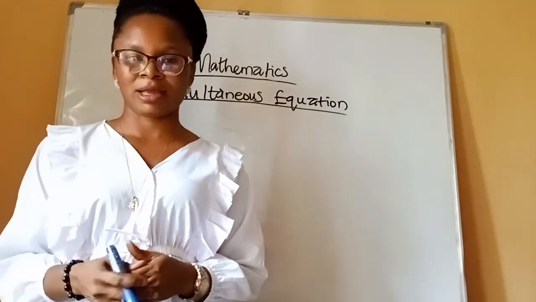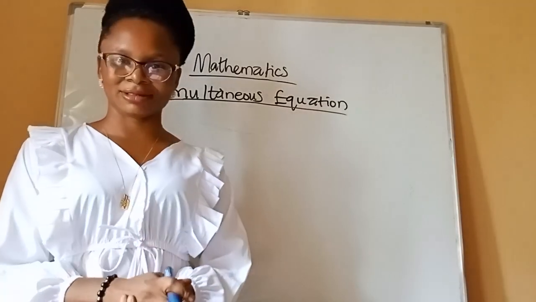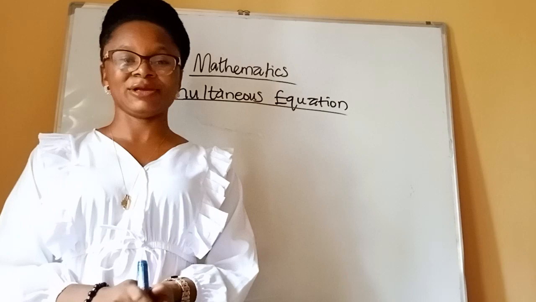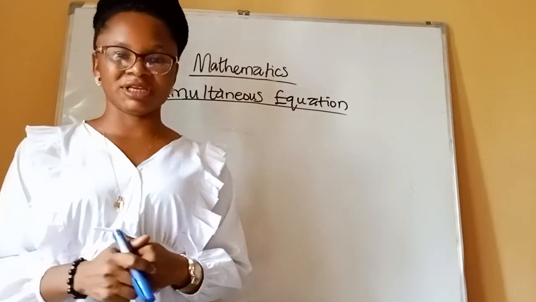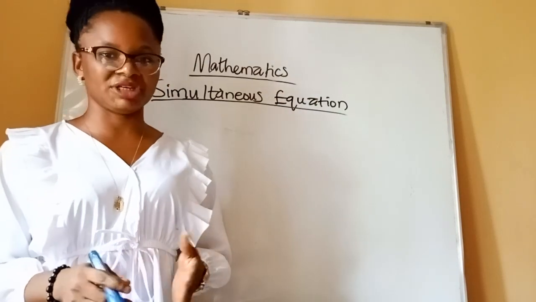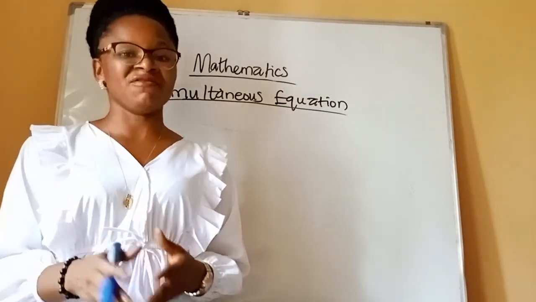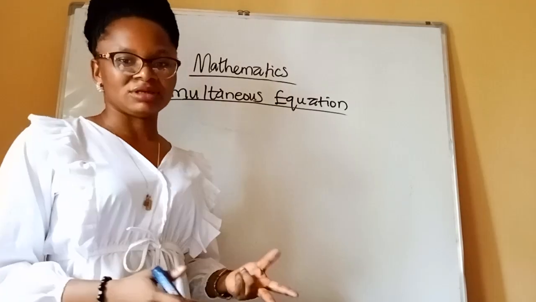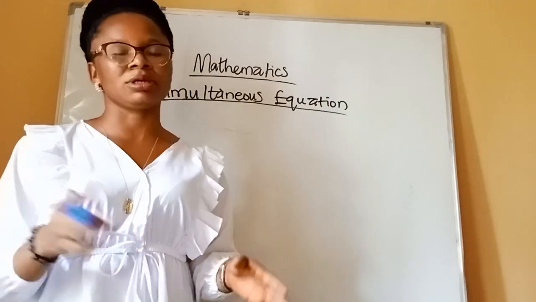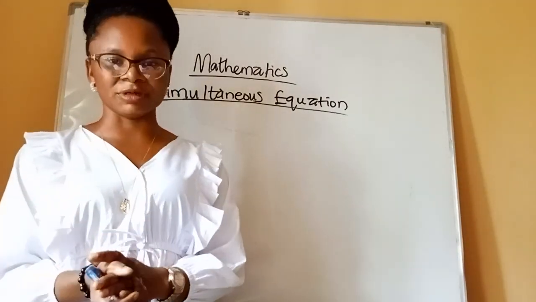In today's class, we want to look at the topic simultaneous equation. Wow, very interesting topic it is. What is simultaneous equation? Simultaneous equation is a set of two or more algebraic equations containing two or more unknowns. So if it is a two simultaneous equation, it contains two unknowns, if it is three simultaneous and so on, it contains the number of the equations or the number of the unknowns.